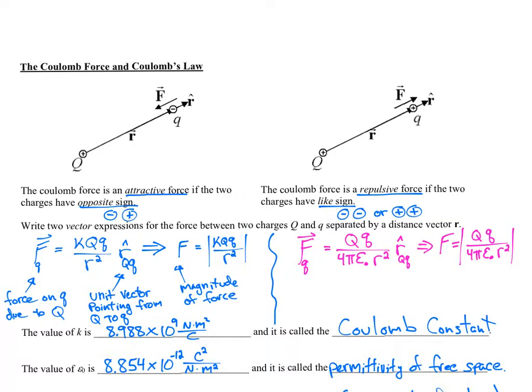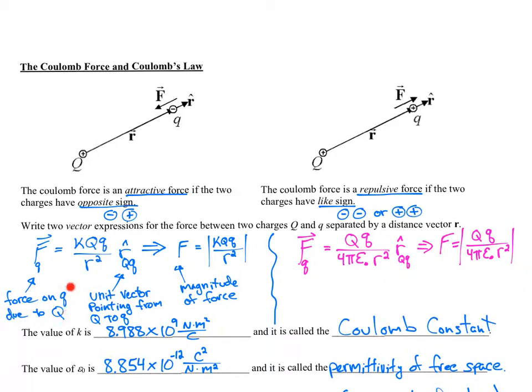So two vector expressions for force. These are related to each other. The one on the left here is a little bit simpler, so I'll talk about that first. We have here vector F with subscript Q. That is the force experienced by charge little q due to charge big Q. Okay, so force on little q due to big Q.